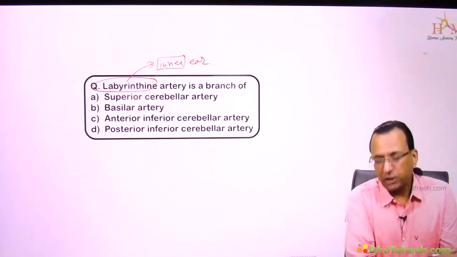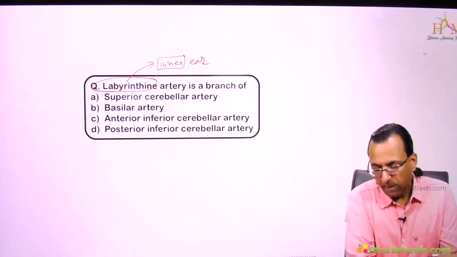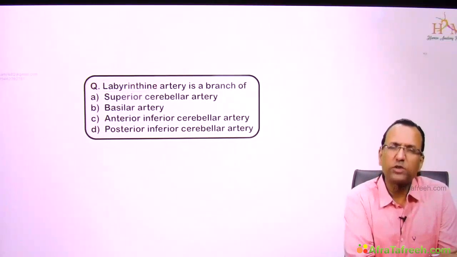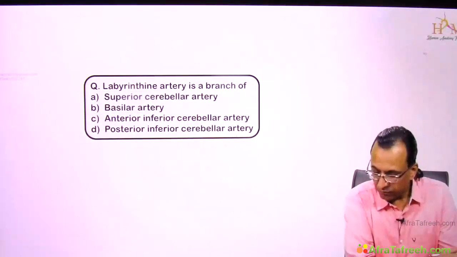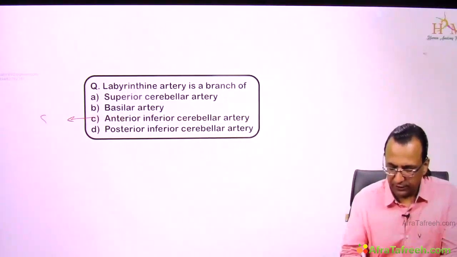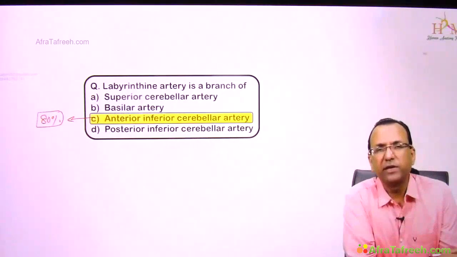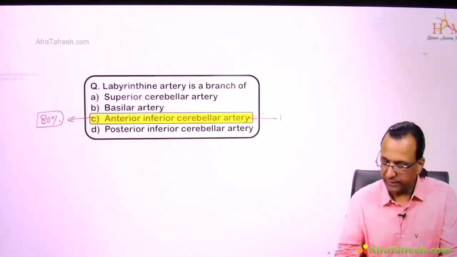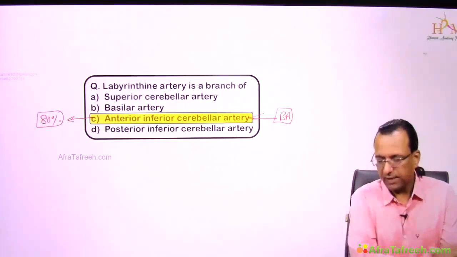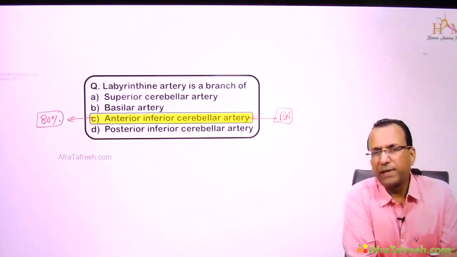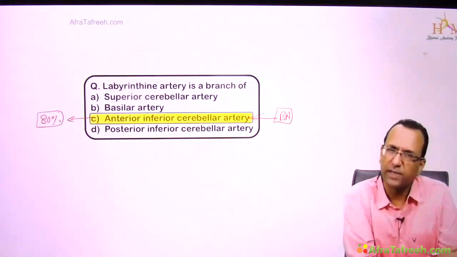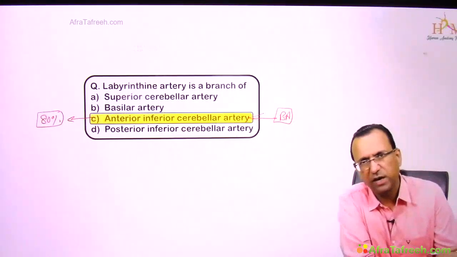and is a branch of... Actually, this question has a double answer. Most of the individuals, 80% of the population actually, it will be a branch of the anterior inferior cerebellar artery, which itself is a branch of the basilar artery. So you're telling that in 80% of the population, the labyrinthine artery supplying the inner ear is a branch of the anterior inferior cerebellar artery, which itself is a branch of the basilar artery.